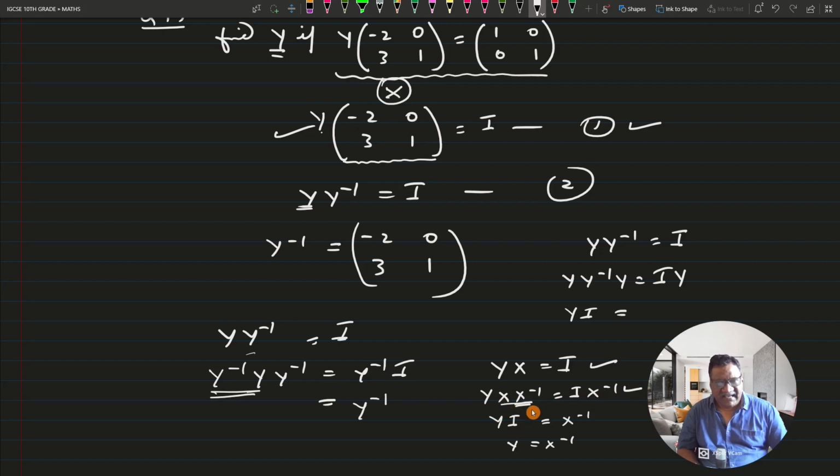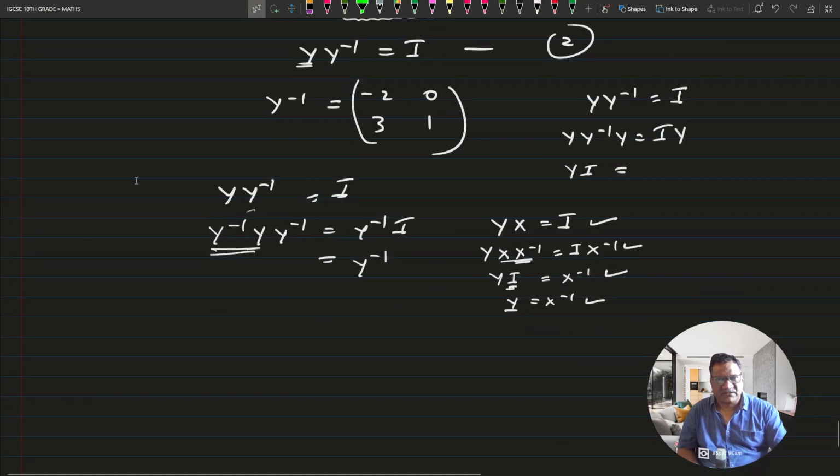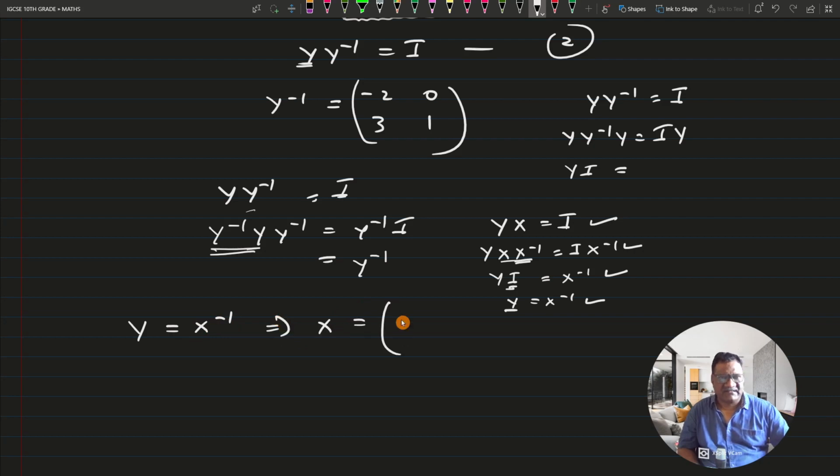Then x into x inverse should give me I. So y into I will be equal to I into x inverse, which gives me x inverse. And ultimately y into I is nothing but y. So y will be equal to x inverse. We are supposed to find out y in this question, so y will be nothing but x inverse. So what is x? That we know. x is given to us as minus 2, 0, 3 and 1. Now just find out x inverse, that will be our y.